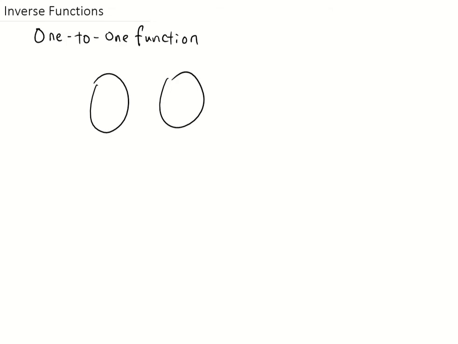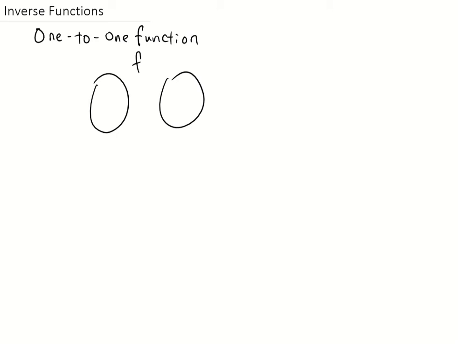This section is about inverse functions. First, I want to introduce a new definition. It's called a one-to-one function. A one-to-one function is a function where for each input, there's exactly one output, and for each output, there's exactly one input.